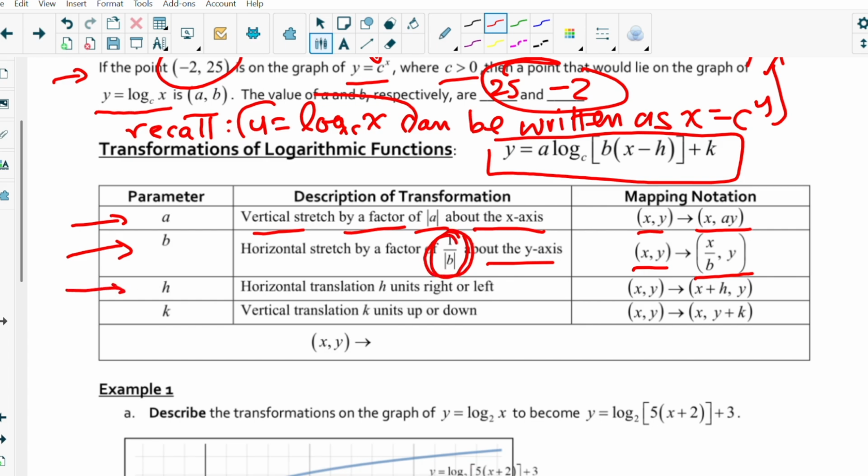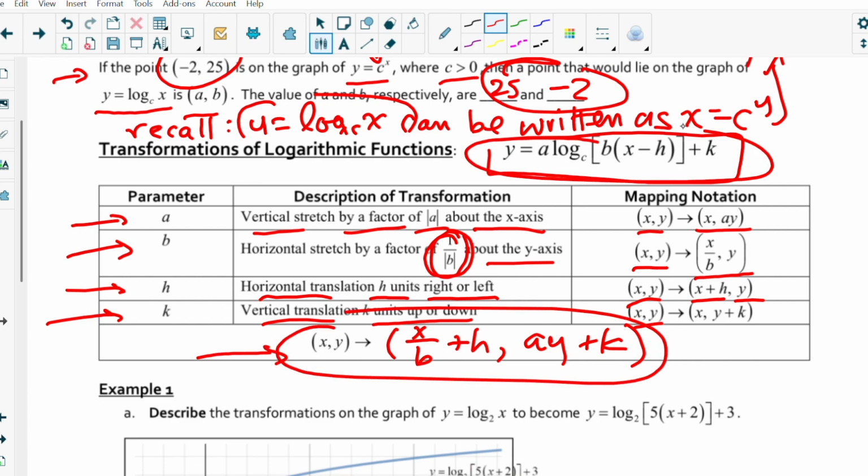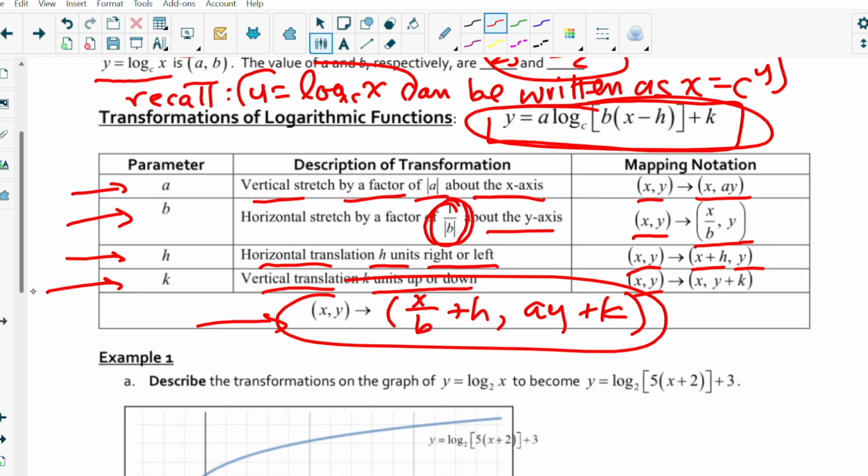H value: horizontal translation, h units right or left, (x, y) maps to (x + h, y). And k: vertical translation, k units up or down, (x, y) becomes (x, y + k). So when you tie all this together, what do you get? (x/b + h, ay + k). Get used to this as we go through these examples.